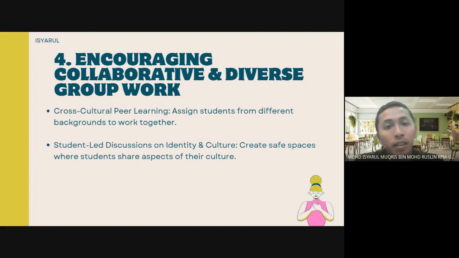Okay, the fourth one is encouraging collaborative and diverse group work. The first one is cross-cultural peer learning. That means we assign the students from different backgrounds to work together. For example, a science project in school where each group contributes a fact related to their cultural heritage. So we're going to get different cultural heritage stories from each student from different backgrounds.